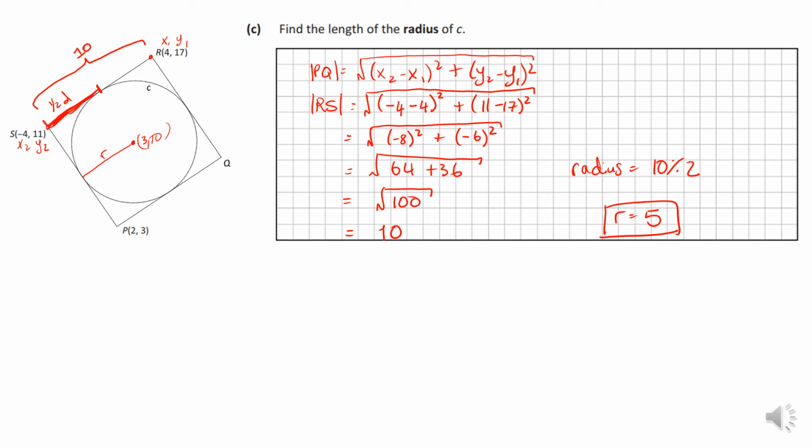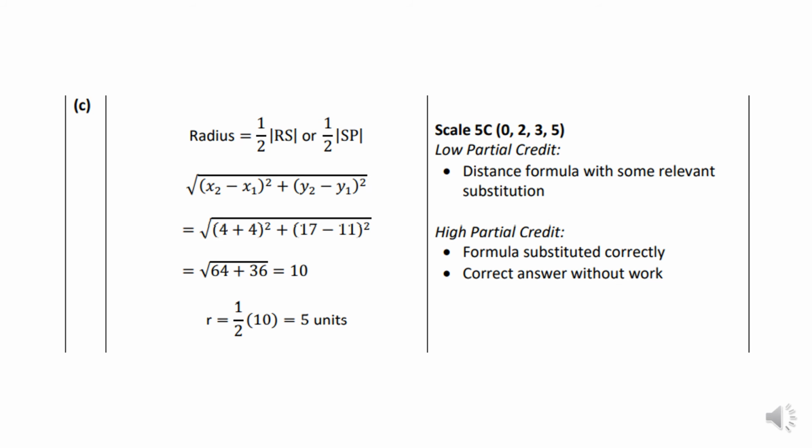Alright, let's check our marking scheme. So half of RS or half of SP, that's what we got. We used our distance formula. We put in the numbers, we got 10, and then we halved it to get 5. Okay, very good. That was 5 marks going for that.